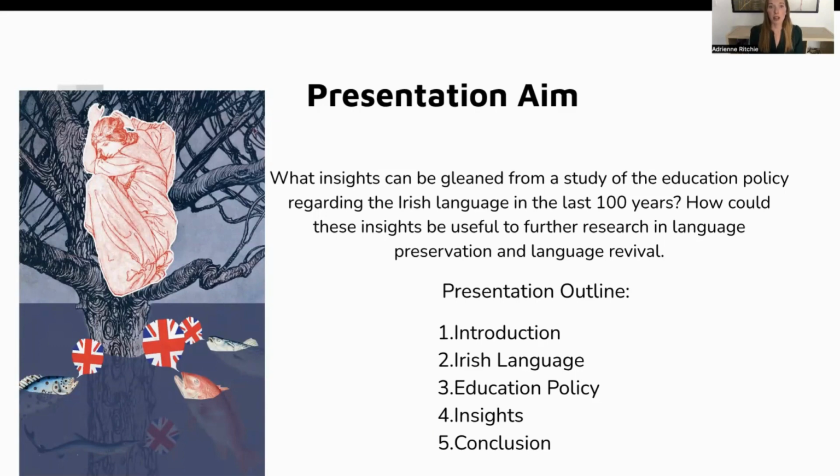There will be an introduction to Ireland and the Irish language. We will focus on the Irish language decline and revival in Ireland. Then we will focus on the education policy that has been most effective in the Irish language revival. After that, we will focus on the insights that we can glean from that particular education policy. And then for conclusion, I will give recommendations about further research that can be done regarding this topic.